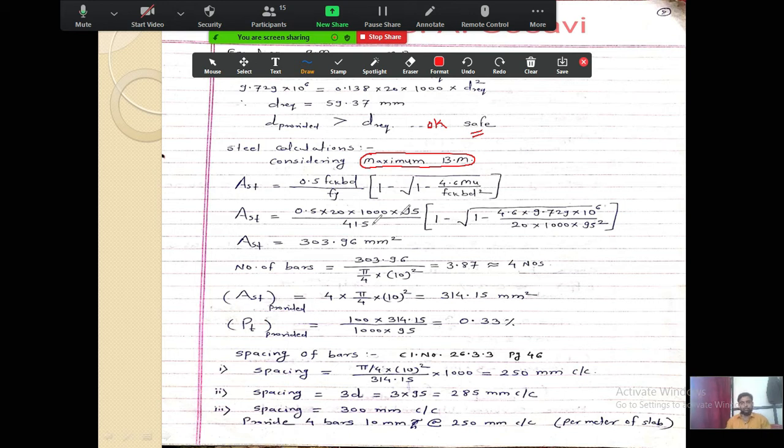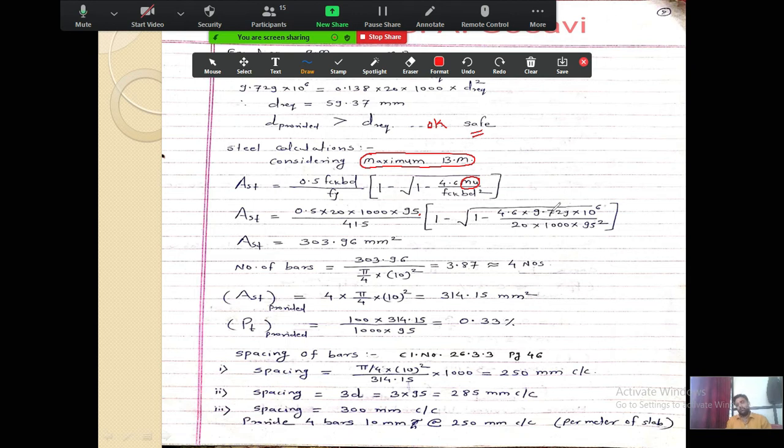The 0.5 is a constant, fy is also constant, fck is 20 for the grade of concrete, b is 1000, and the small d is the effective depth, so our effective depth is 95. We put that value here. Again we write the formula, under root 4.6 Mu. For Mu, we have taken the maximum bending moment, 9.729 into 10 raised to 6. This 9.729 is the maximum hogging bending moment.